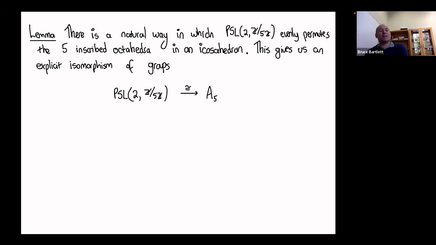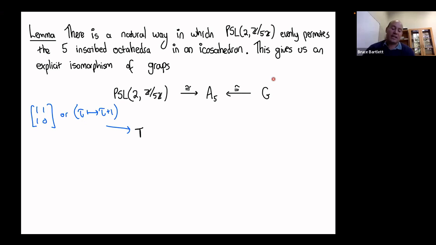So that gives us an explicit isomorphism of groups between PSL2(Z/5Z) and the group of even permutations of 5 things, namely those inscribed octahedra. And of course, the group of even permutations of 5 things we're already seeing is isomorphic to the rotation group of the icosahedron. So that gives us our map from here to here. Let's write down how this map works explicitly at the level of generators.